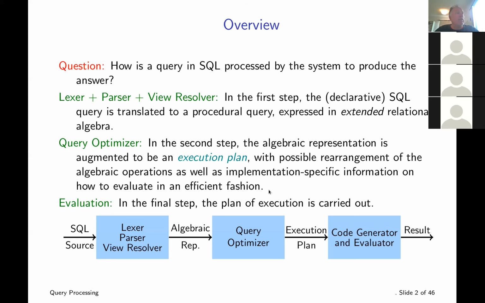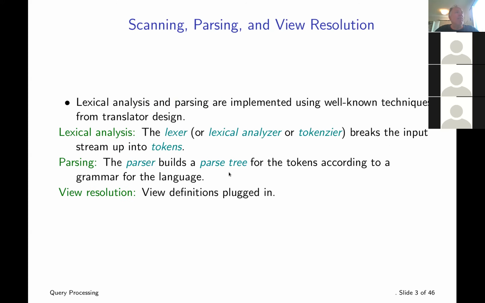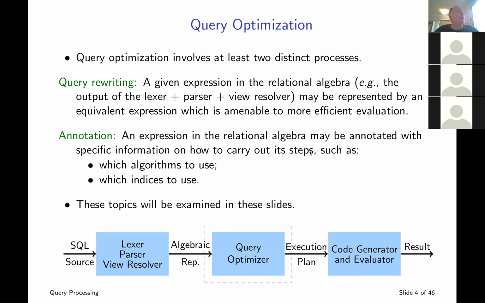So the lexer, parser, view resolver. This is stuff that is beyond the scope of the course, but it's fairly straightforward in the sense that you can go look at the PostgreSQL code that does this if you want. It's all in C. Now, this is where the real action is in terms of what we want to focus on here. So rewriting and then annotation. Those are the two steps.